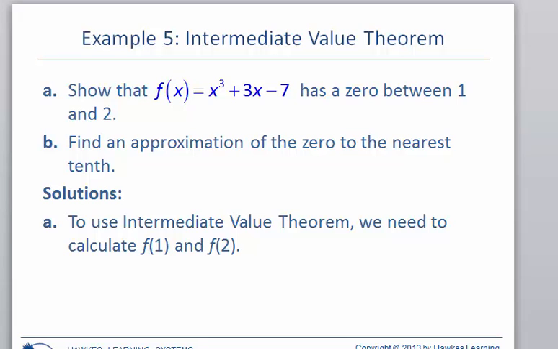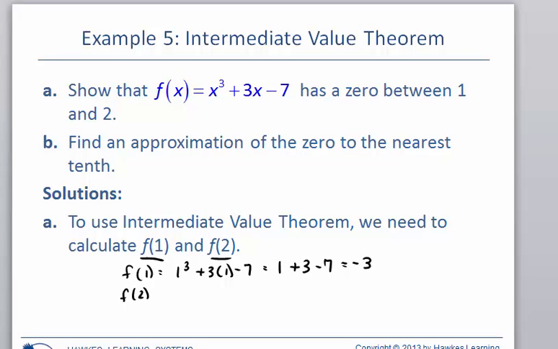It says for f of x equals x cubed plus 3x minus 7, show that there's a 0 between 1 and 2. To use your intermediate value theorem, all you really need to do is calculate f of 1 and f of 2 and show that they have different signs. So if I plug 1 into my function, I'm going to have 1 to the third plus 3 times 1 minus 7. So I have 1 plus 3 minus 7, which gives me negative 3.